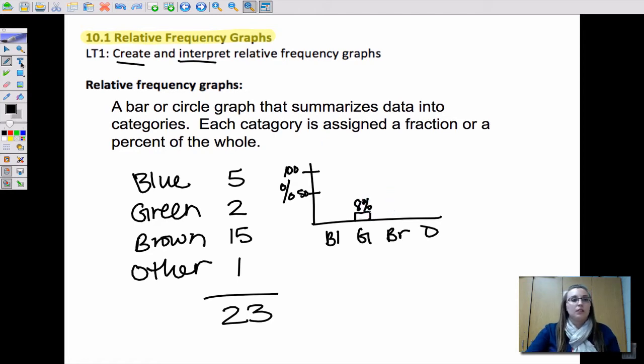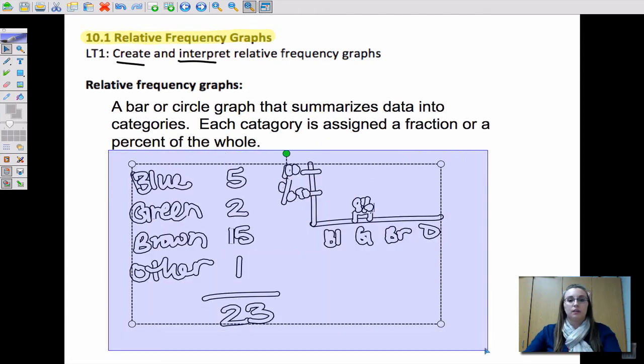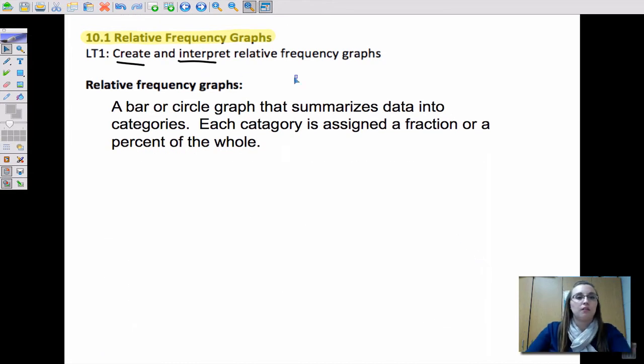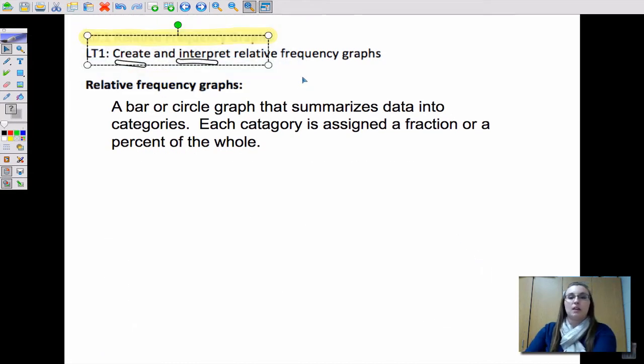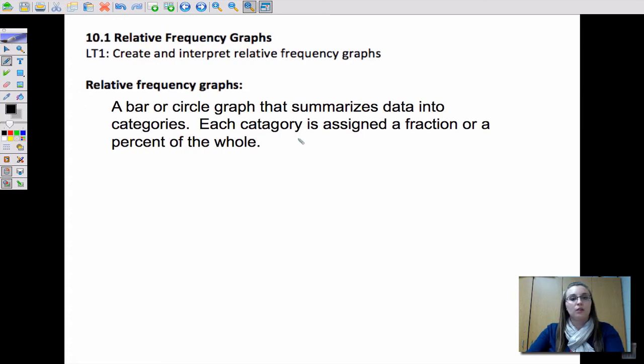Okay, so that's what a relative frequency graph is, and we're going to look at a more complicated example of how to do that. But basically the main thing is that it's organized by categories and usually percents, sometimes fractions.